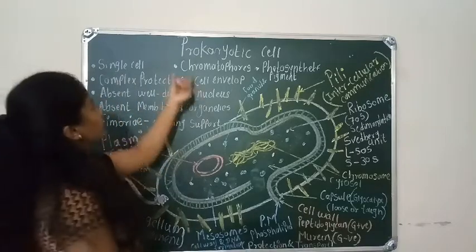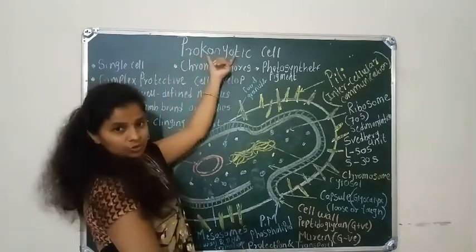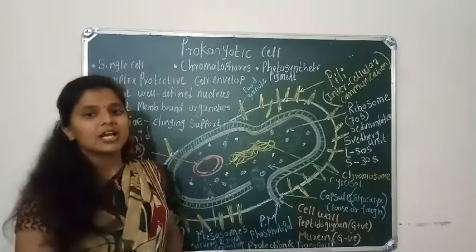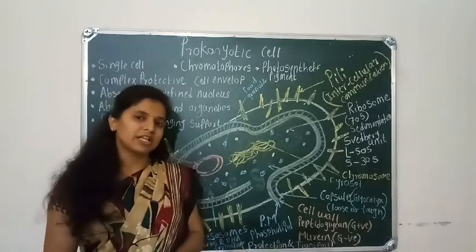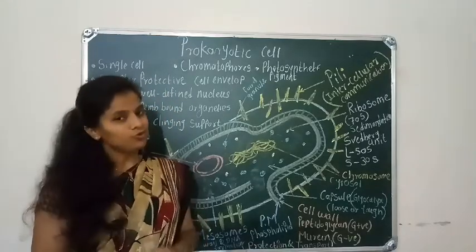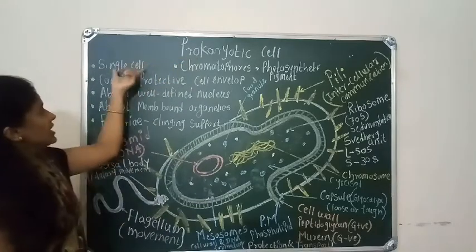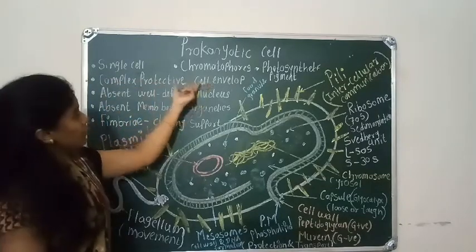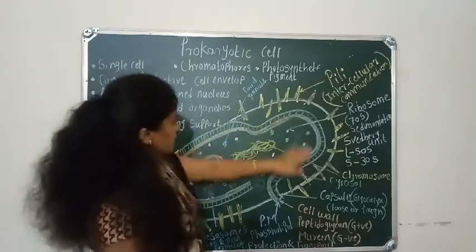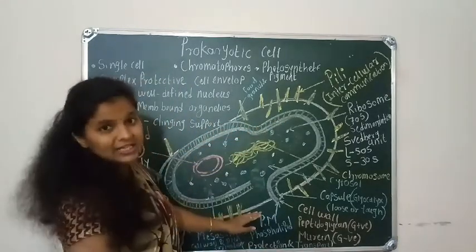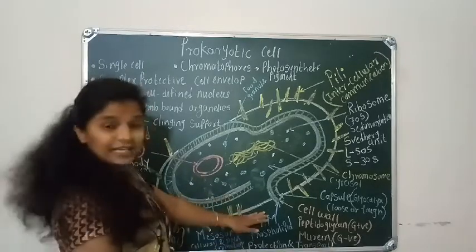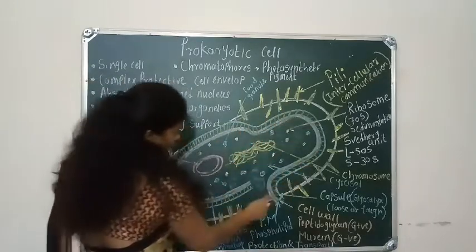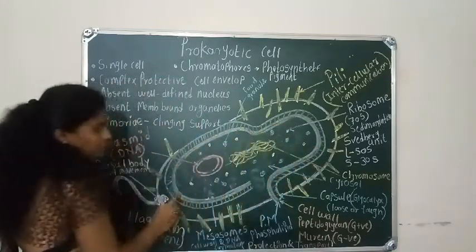As we know, pro means primitive and karyon means nucleus. The cell which possesses a primitive nucleus is called a prokaryotic cell, and the main characteristic is that it possesses a primitive nucleus. The prokaryotic cell is a single cell and it has a complex protective cell envelope. This is a diagram of a prokaryotic cell, and the example is a bacterium. The prokaryotic cell possesses a complex cell envelope, which is made up of three layers.